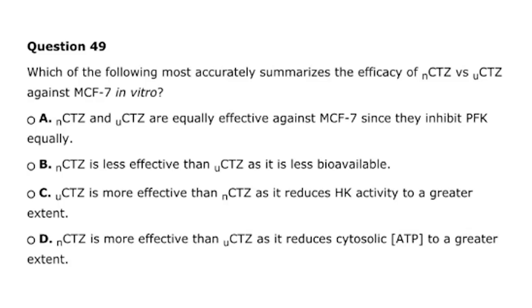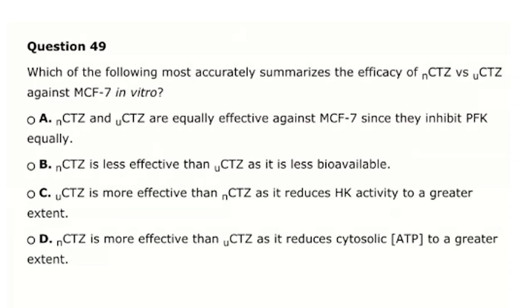Yeah. Which of the following most accurately summarizes the efficacy of NCTZ versus UCTZ against MCF7 in vitro? A, NCTZ and UCTZ are equally effective against MCF7 since they inhibit PFK equally. B, NCTZ is less effective than UCTZ because it is less bioavailable. C, UCTZ is more effective than NCTZ as it reduces HK activity to a greater extent. Or D, NCTZ is more effective than UCTZ as it reduces cytosolic ATP to a greater extent.